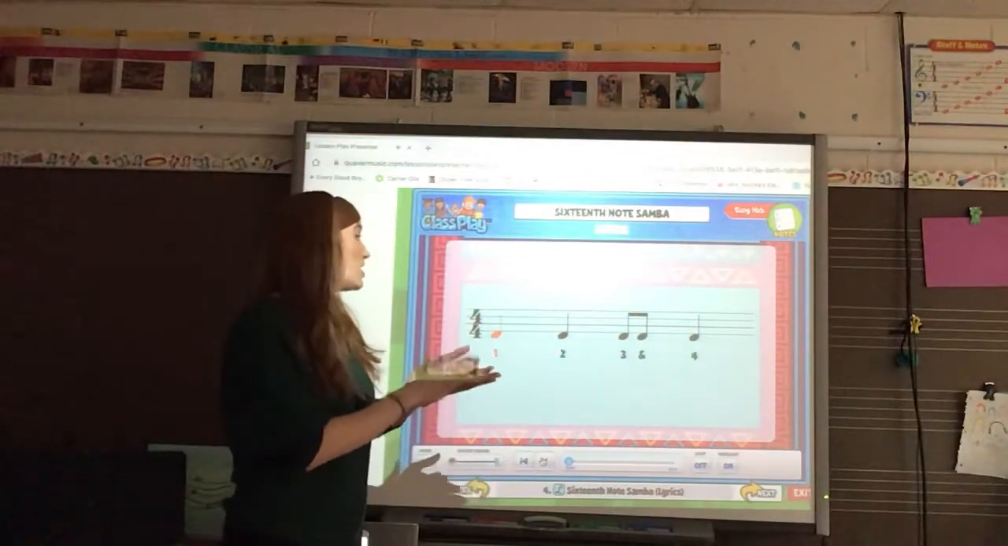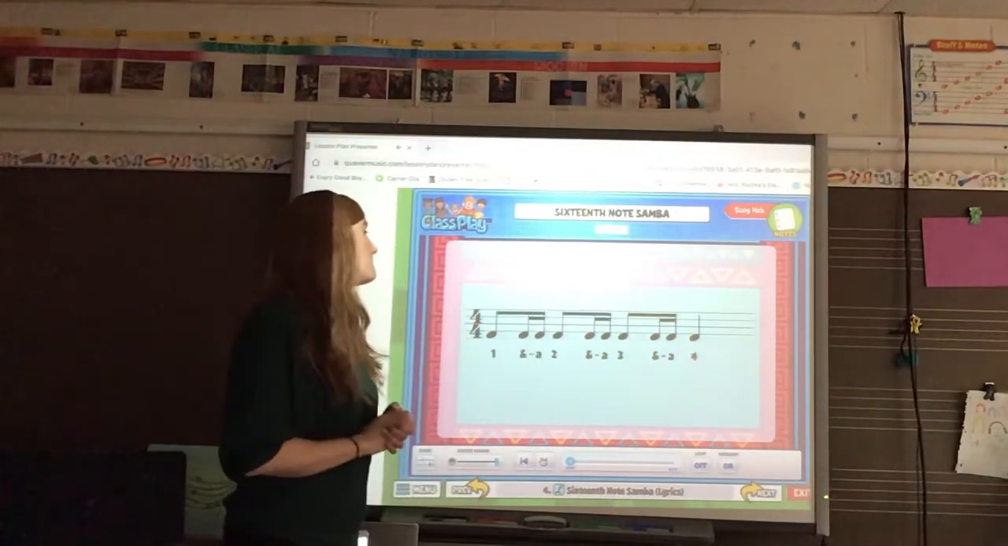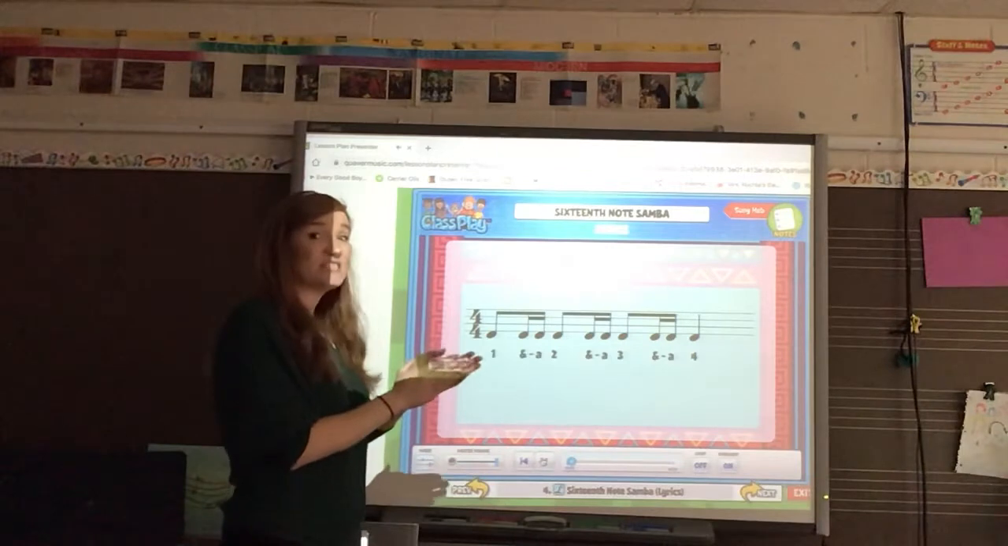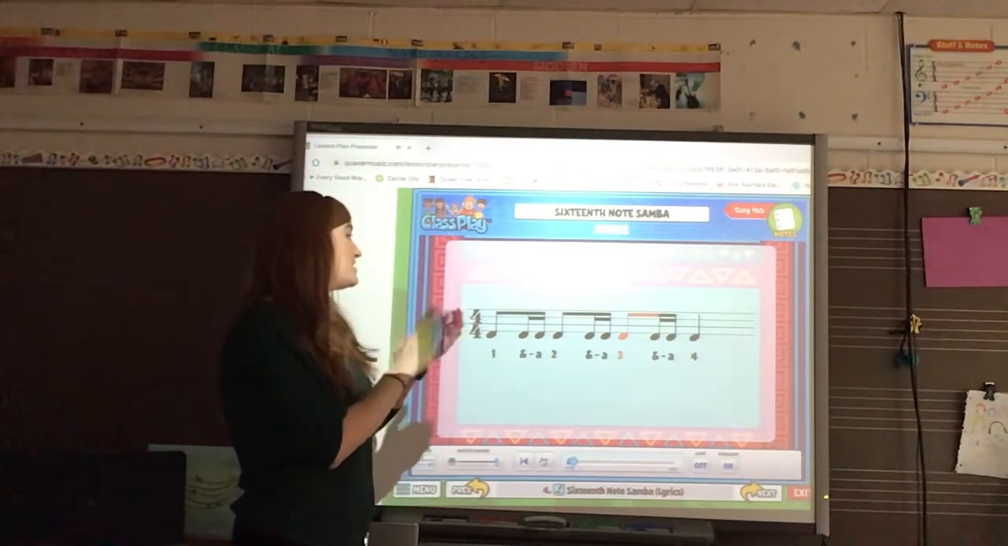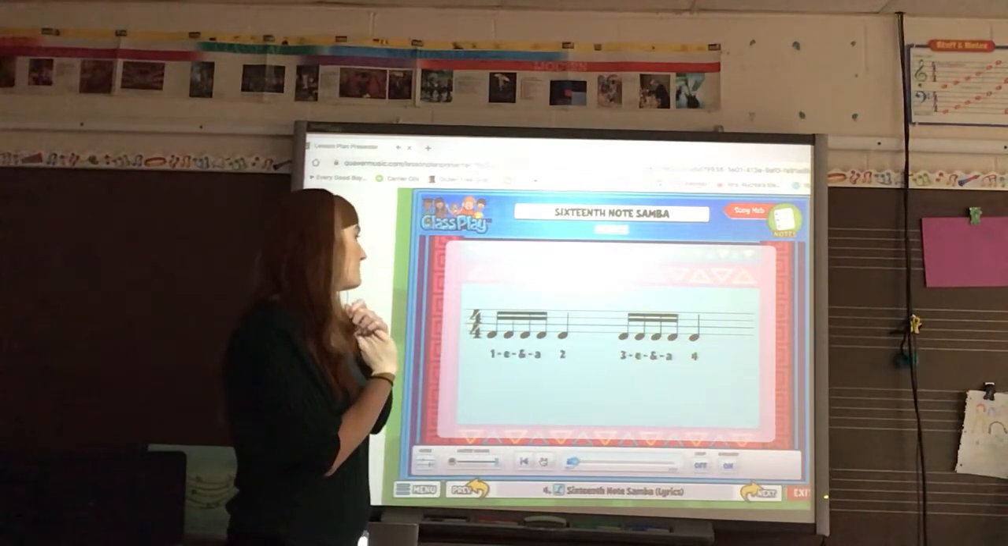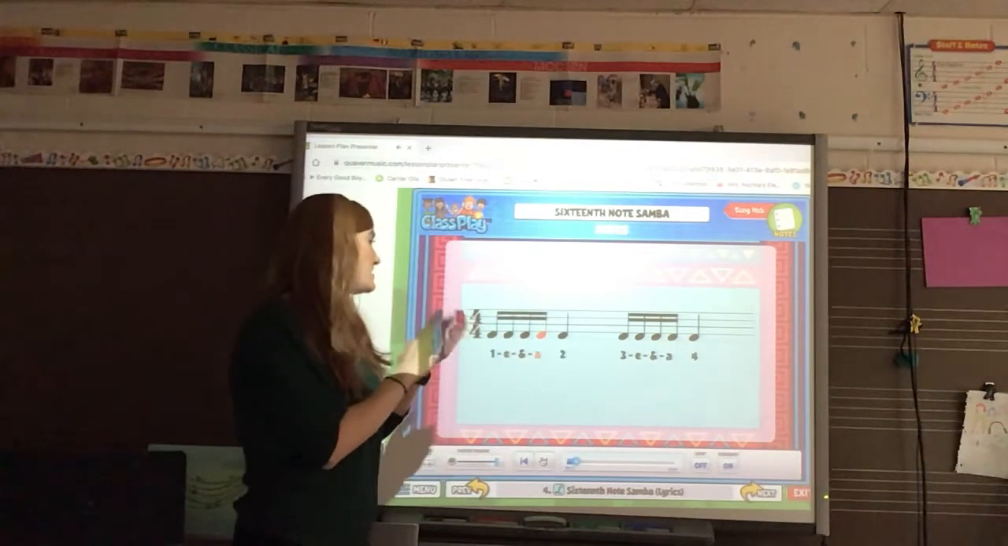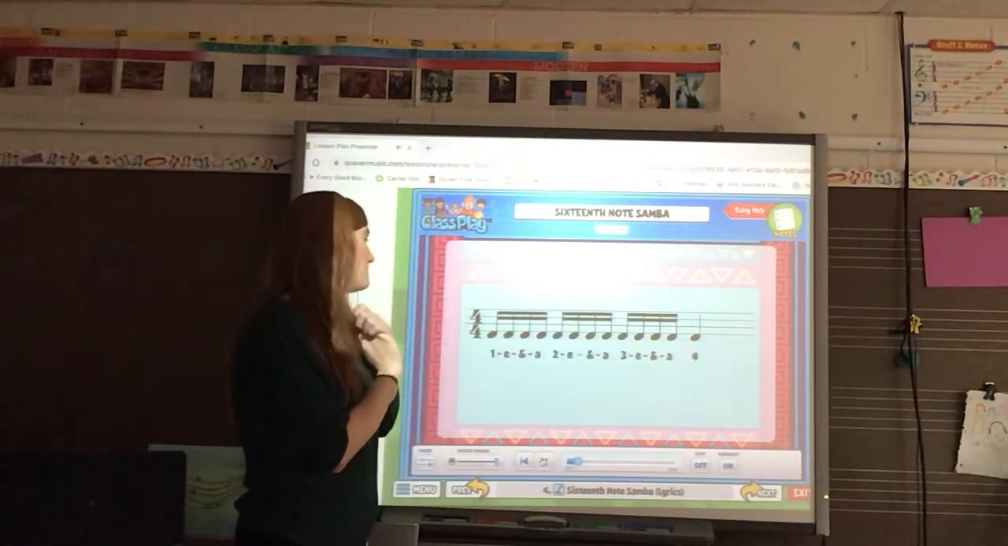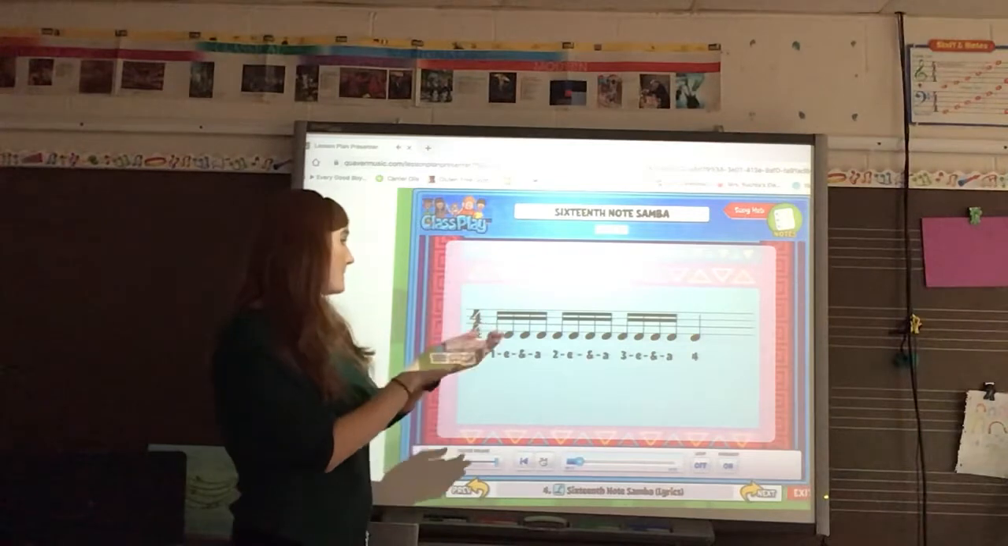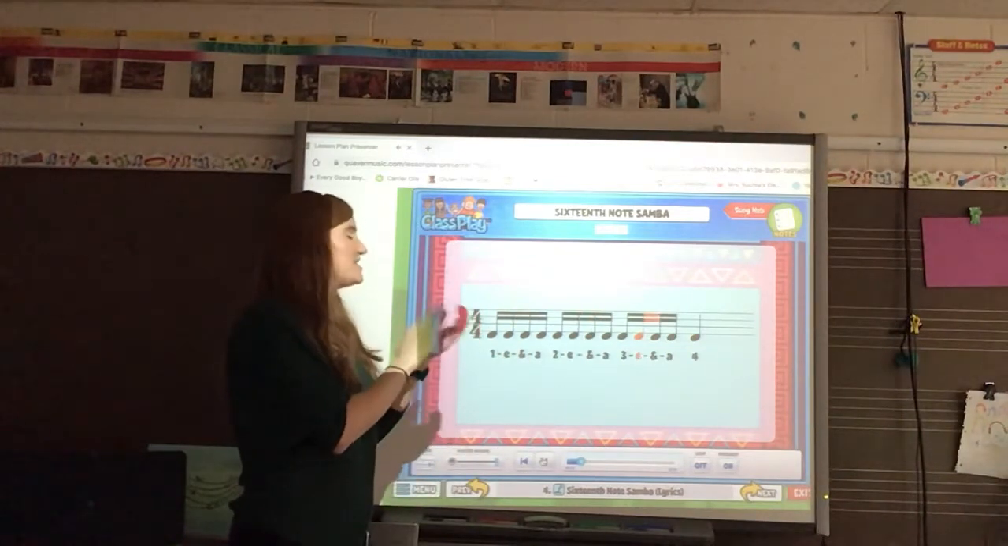Ready? Ta, ta, ti, ta. Ti, tika, ti, tika, ti, tika, ti, tika, ta. Tika, tika, ta, tika, tika, ta. Tika, tika, tika, tika, tika, tika, ta.